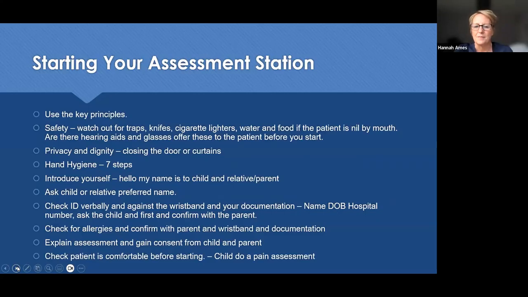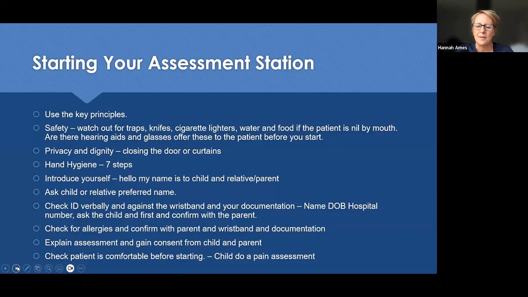Then go on to your privacy and dignity, closing the doors or the curtains. You need to do your hand hygiene, following the World Health Organization 7 steps. Introduce yourself to the child and also the relative and parent. Find out who that adult is in the room and ask the child to confirm that they know who they are. It's just a safety thing there, so making sure you're talking to the right people.